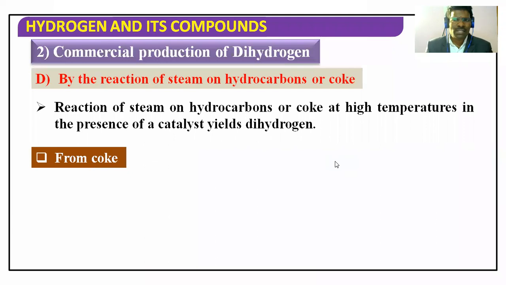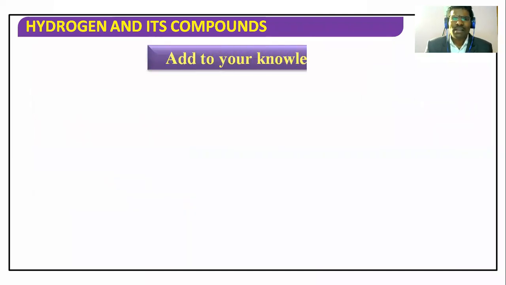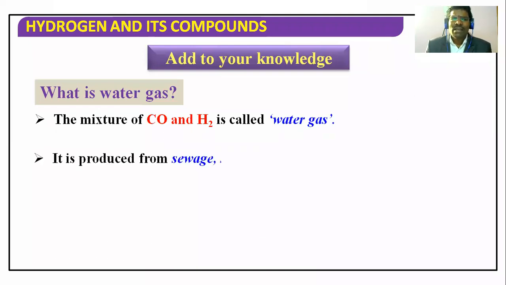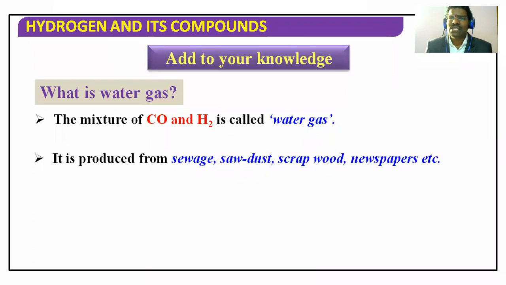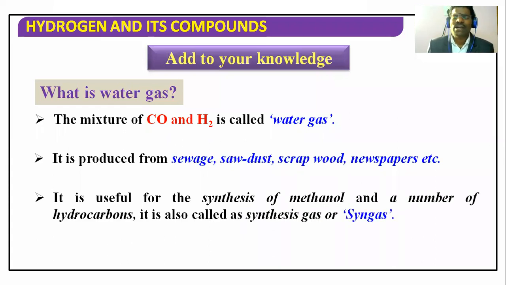Now let us see the coke. Just now we have seen with the hydrocarbon alkanes; when carbon reacts with H2O, it gives carbon monoxide and hydrogen in presence of catalyst, and that mixture is called water gas. Add to knowledge, what is water gas? The mixture of carbon monoxide and hydrogen is called water gas. It is produced from sewage, sawdust, scrap wood and newspaper, etc., dear students. It is used for the synthesis of methanol and a number of hydrocarbons, so it is also called synthesis gas or syn gas.